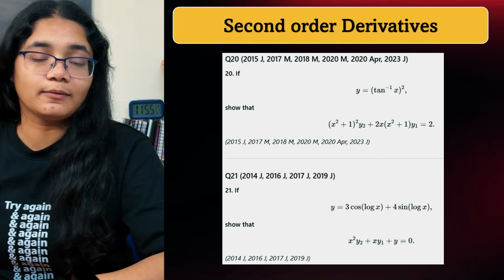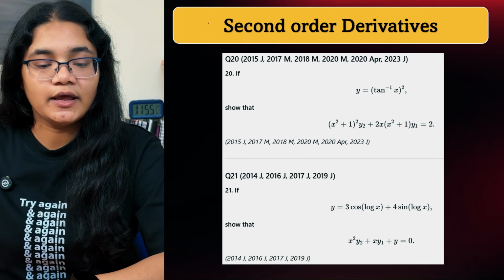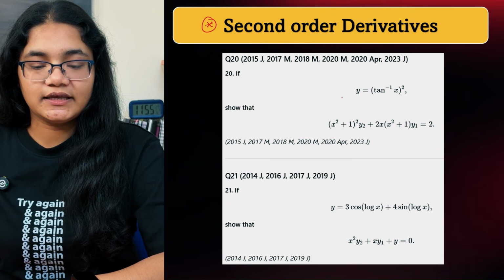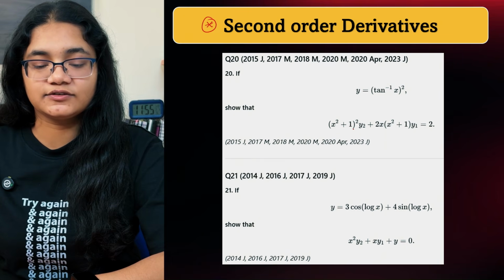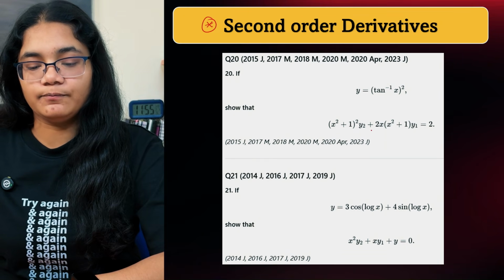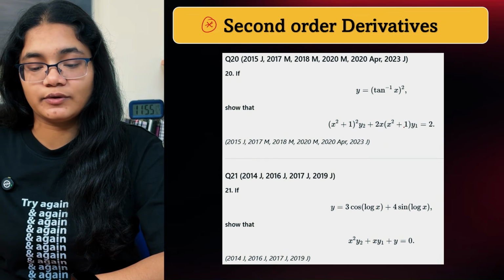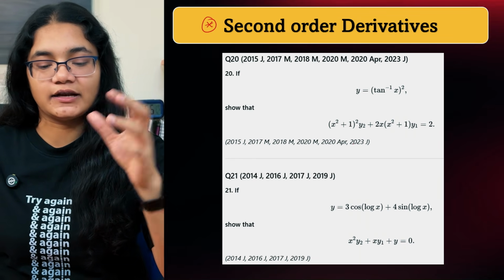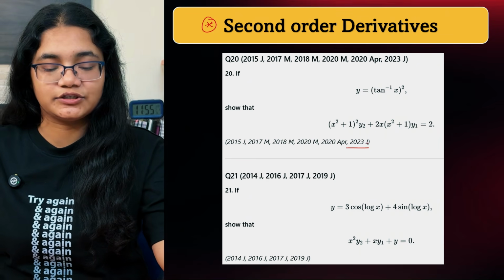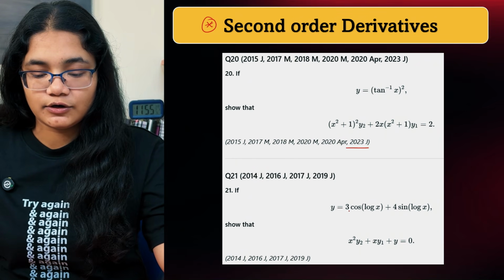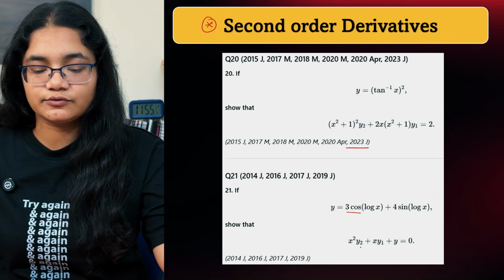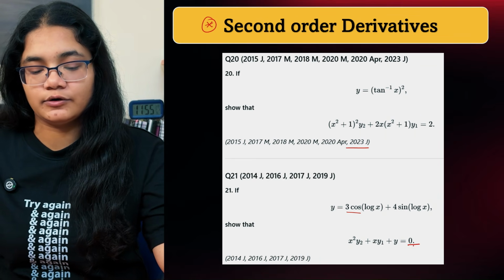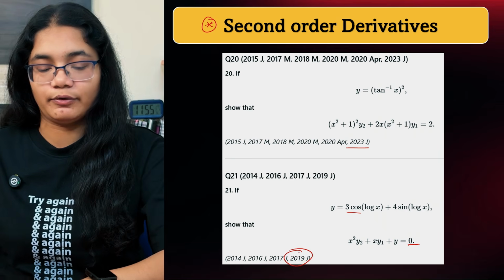Now we'll talk about second order derivatives. This is also an important topic. If y = (tan⁻¹x)², show that (x² + 1)²y₂ + 2x(x² + 1)y₁ = 2. You have to prove that LHS and RHS are equal. This is a July 2023 question. Next, y = 3 cos(log x) + 4 sin(log x). Show that x²y₂ + xy₁ + y = 0. This is also a repeated question from 2019.